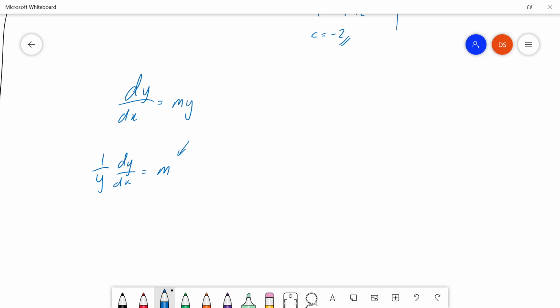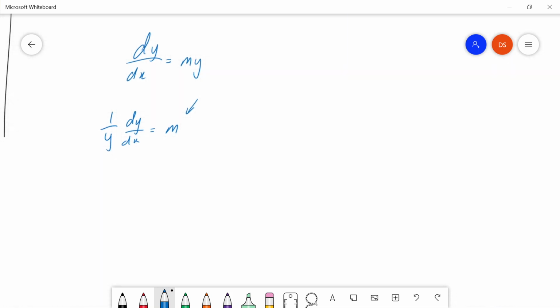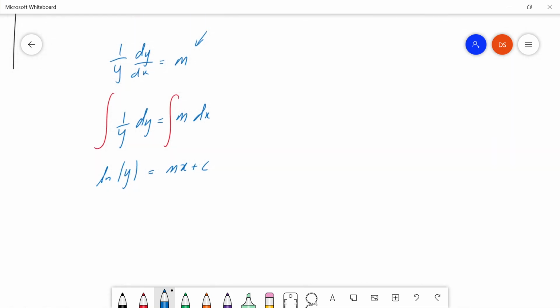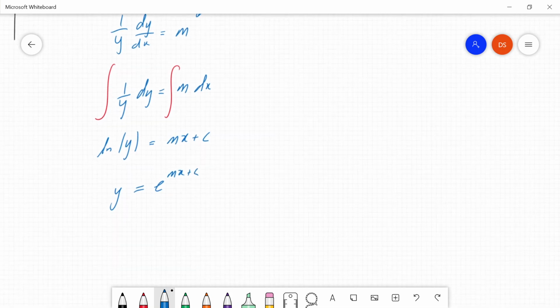So, if you were to do this, you might have weird algebra happening. Let's have a go. You get dy. Make sure I put the integral symbols. This side integrates to ln y. This side is mx plus c. And then I go e to the power of on both sides. Okay, and this is a general solution.